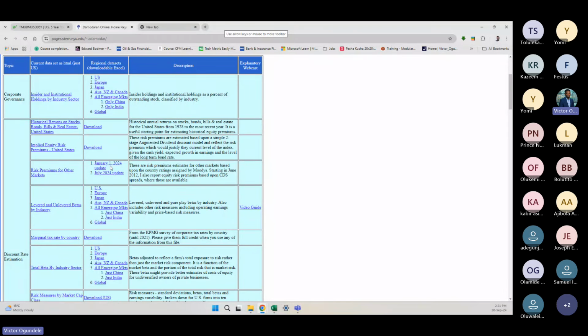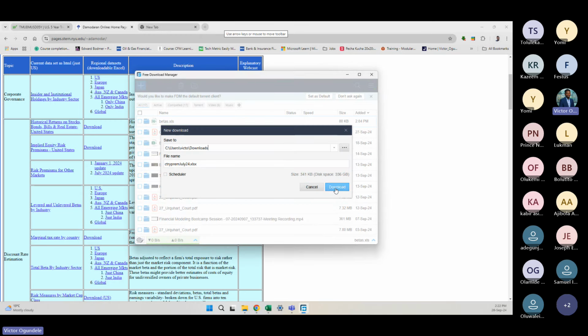Now, this one is always released twice a year. They release one in January and the second updated one in July, I think because of the variation of what can happen in different countries. That's why they release this twice in a year. So let's download the one for July 2024.